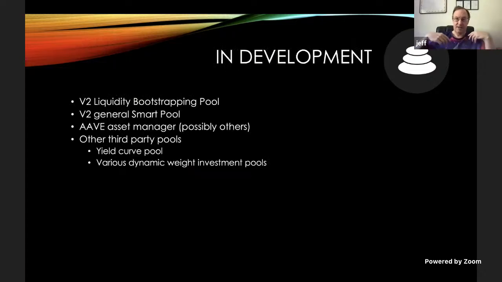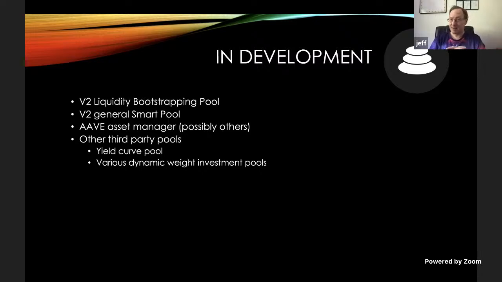So here's where we are in development, or what's currently going on in development. I'm working on the liquidity bootstrapping pool V2 version, which is completely different. In this case, it's a specific pool. In V1, it's a kind of an instantiation or a particular use case of the general configurable rights pool. In V2, it's its own thing. But there also, I think, will be a CRP-like thing on V2 that I'm working on too.